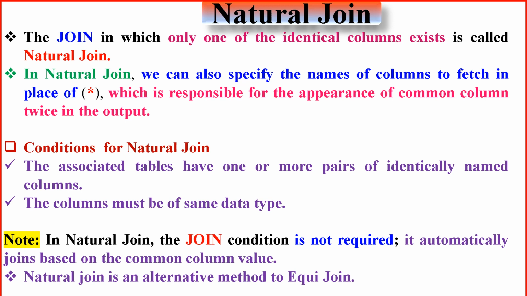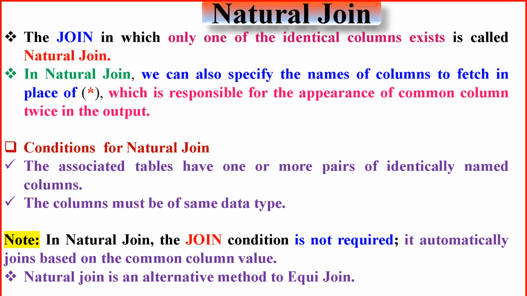It is similar to Equi Join except that duplicate columns are eliminated in natural join that would otherwise appear in Equi Join. Now come to the second point. In natural join, we can also specify the names of columns to fetch in place of star, which is responsible for the appearance of the common column twice in the output. Listen carefully. The SQL natural join is a type of Equi Join and is structured in such a way that columns with the same name of associated tables will appear only once.